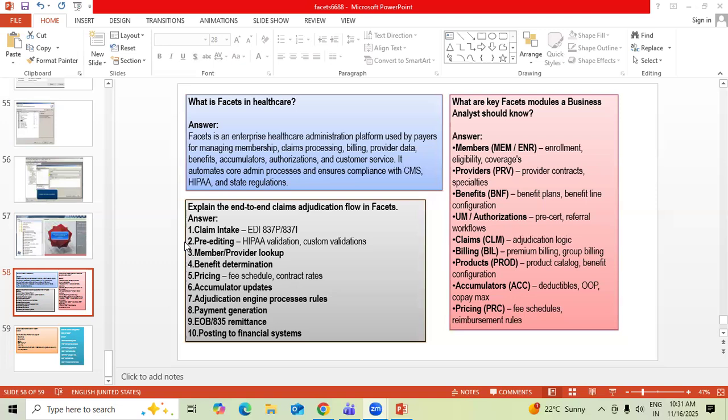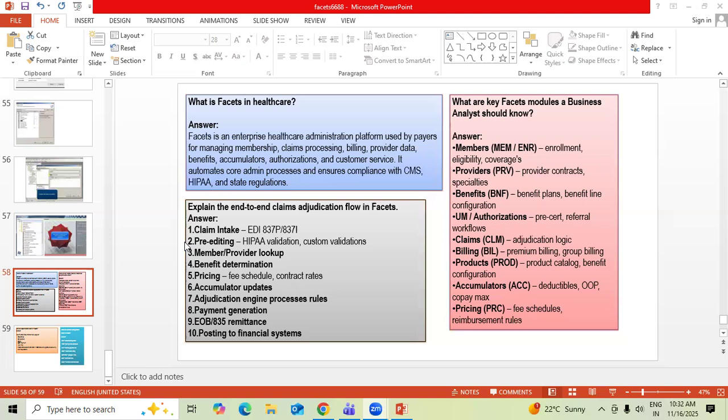One more advantage of Facets is that it automates core admin processes so that we can ensure compliance with CMS or HIPAA regulations. Everything can be performed in this regard. This is generally what Facets is in the context of the healthcare sector.